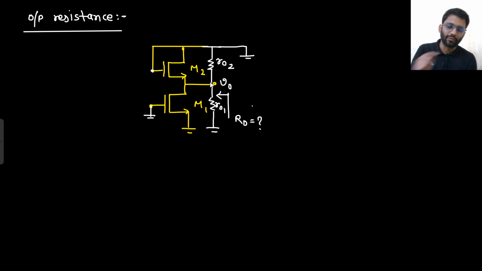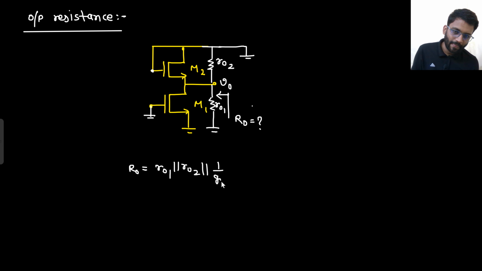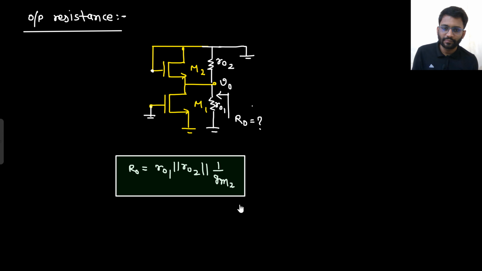This is also grounded. So from V0 to ground, what is your R0? From V0 to ground, you see R01 parallel with R02 parallel with 1 by gm2. This is the output resistance: R01 parallel with R02 parallel with 1 by gm2. That's it.